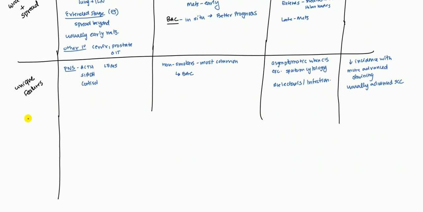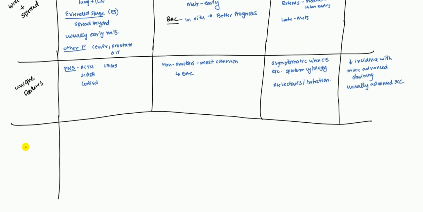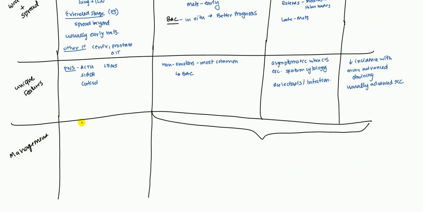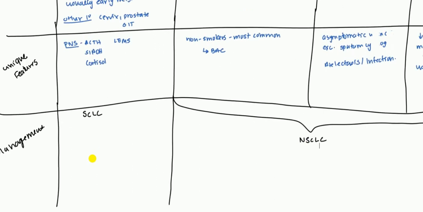And so with management, I've kind of talked about this earlier. The reason why they're broken down into small cell cancer and non-small cell cancer is, so here we have the small cell cancer and the non-small cell lung cancer. The reason why it's broken into that is because the management is different for both of those.